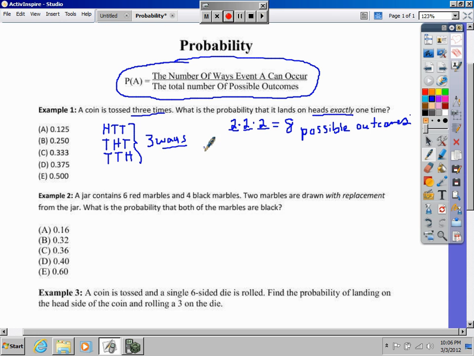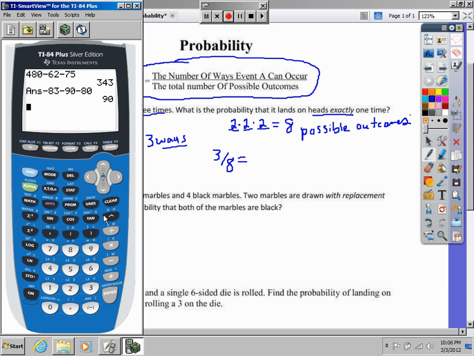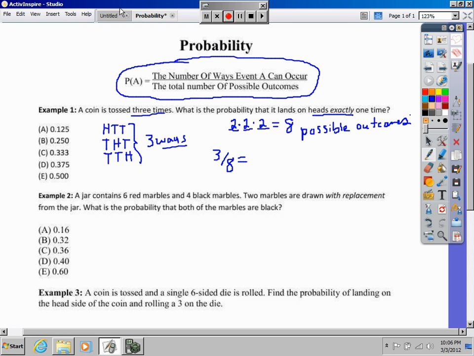So when I compute my probability, I would take 3 and divide that by 8. When I divide 3 by 8, I end up with 0.375. So 0.375 is the probability that it'll land on heads exactly 1 time if I flip a coin 3 times.